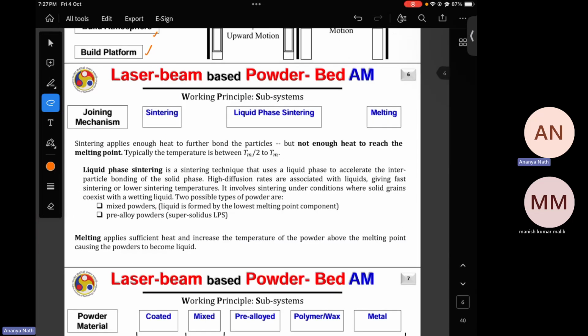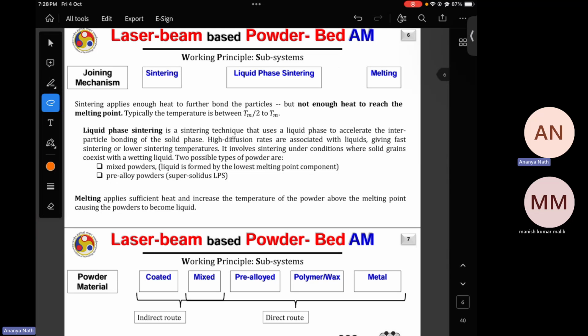So then let's start with the joining mechanism. You can have sintering, you can have liquid phase sintering. Basically liquid phase sintering has a higher temperature than normal sintering. Then you have melting. Sintering applies enough heat to bond the particles, but not enough heat to reach the melting point. In liquid phase sintering, the technique uses a liquid phase to accelerate the interparticle bonding of the solid phase.